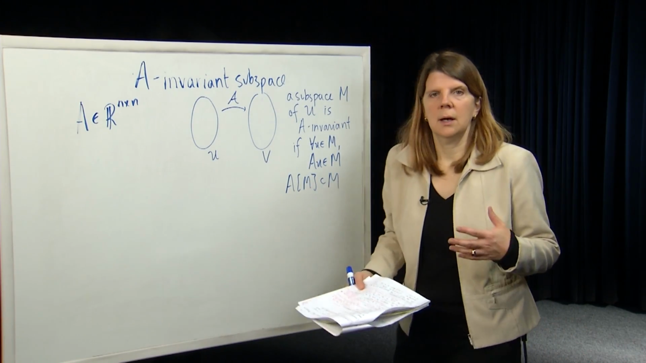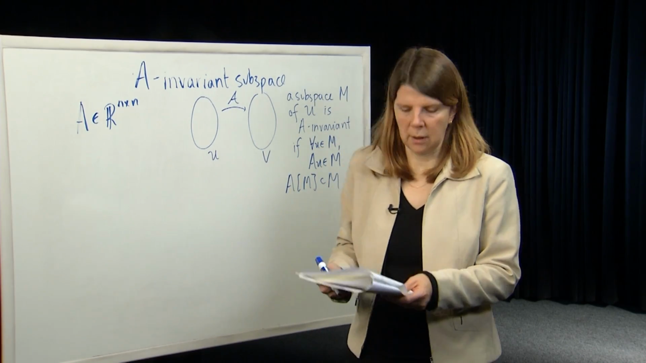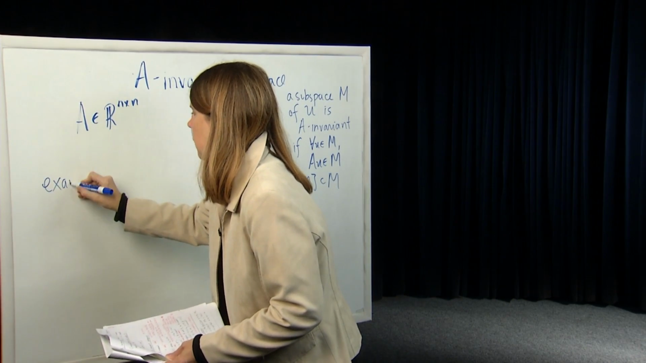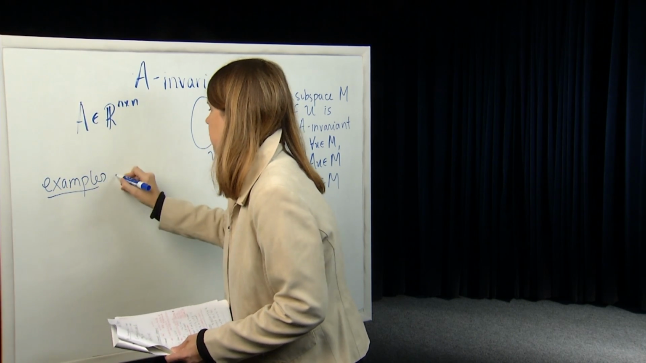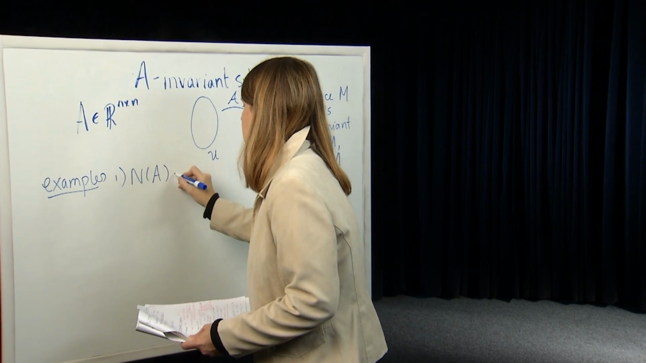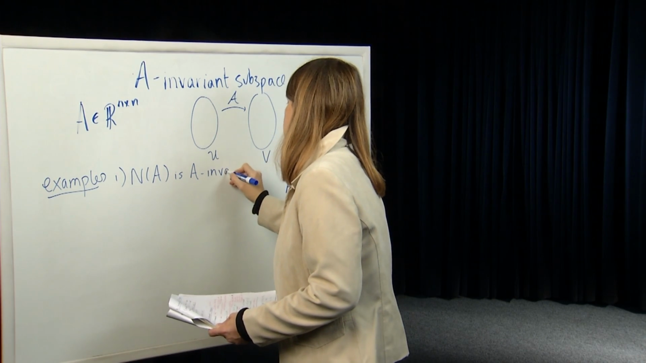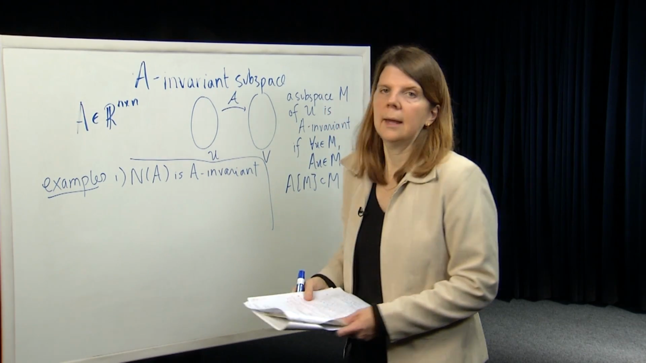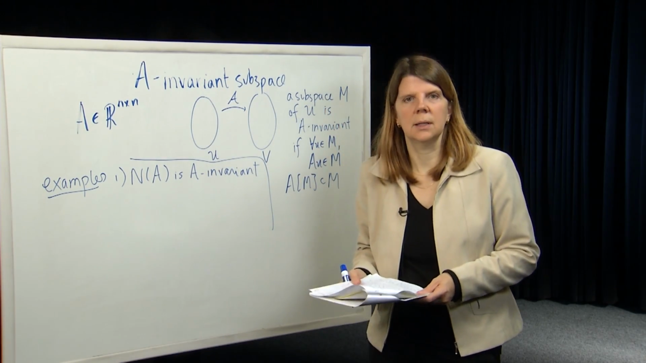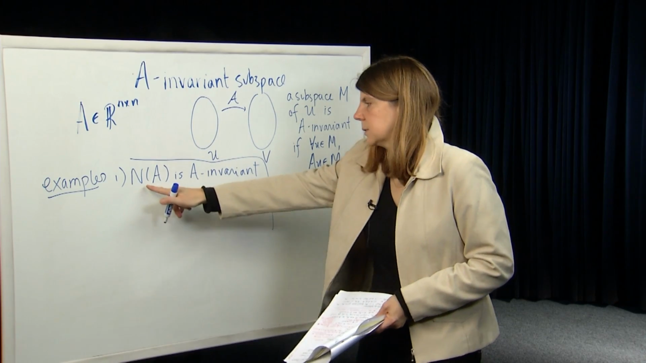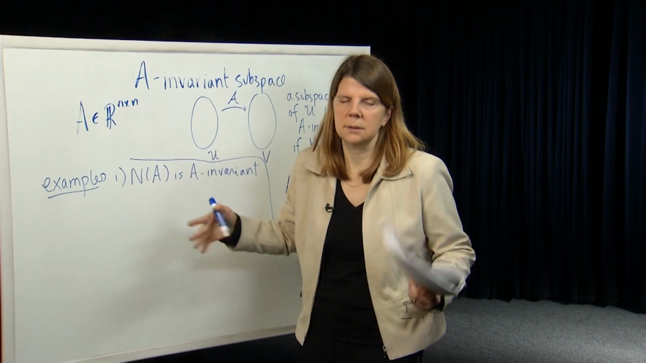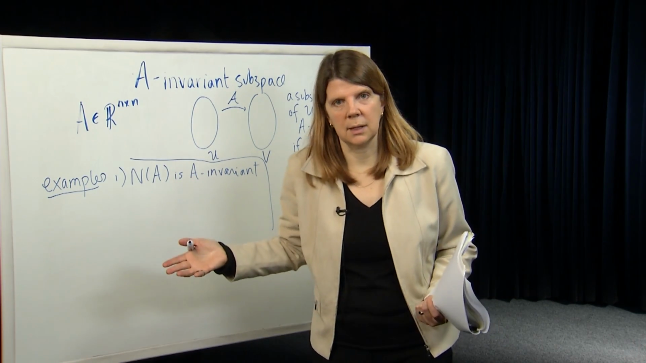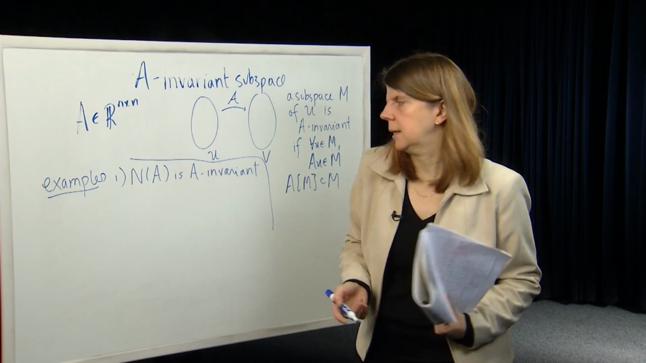Some spaces that we know and love are all A-invariant. So the first example is that the null space of A is A-invariant. These things are really easy to show. The definition of A-invariance is simple, so showing something is A-invariant is particularly simple. All you have to do is take any vector in that null space, and if you show that A operating on that vector is also in that space, then you've shown in general that the space is A-invariant.